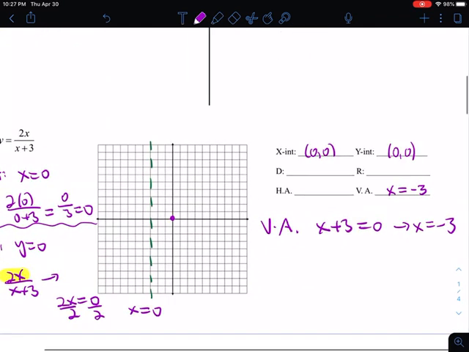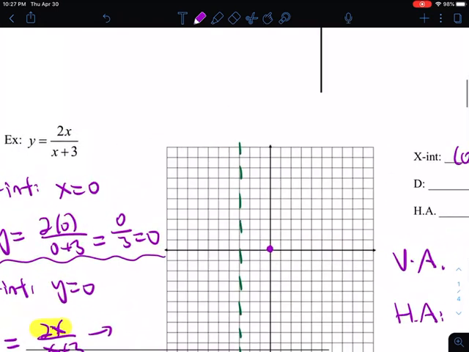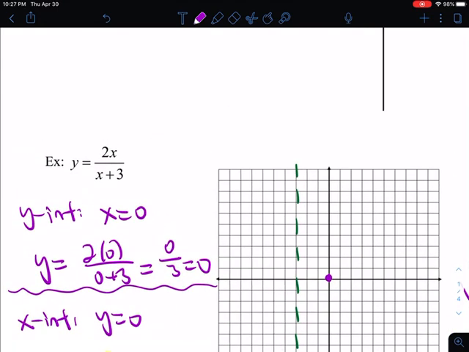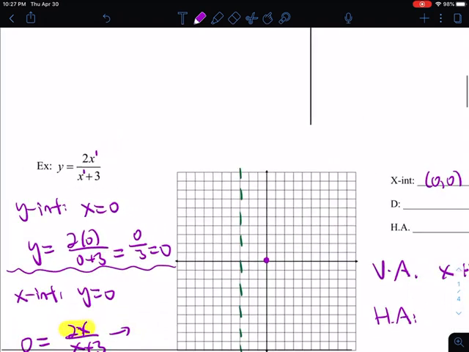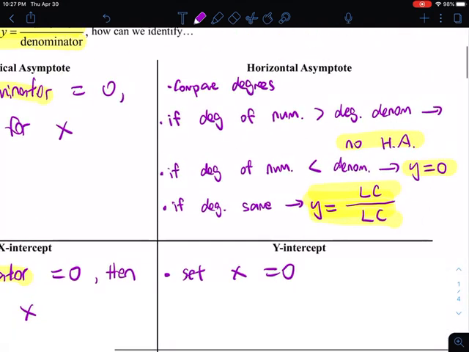So for the horizontal asymptote, let's do it over here. Let's look at the degrees. The degree again is the highest exponent that you see. So the degree of the numerator is 1, right? Because that's x to the first power. The degree of the denominator is also 1. So they're the same. What happens if they're the same? Let's go back up here.